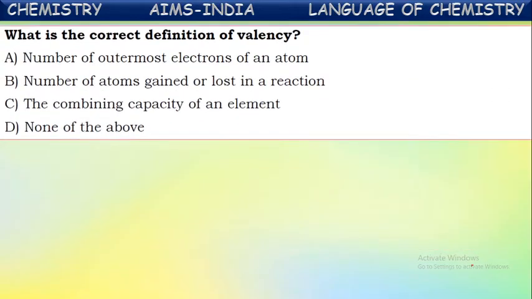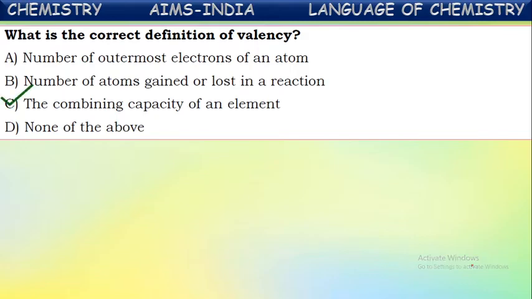Next question. What is the correct definition of valency? What does it mean by valency? Generally, elements which have 8 electrons in their last shell are stable. Those elements which do not have 8 electrons are unstable. So to become stable, they will try in different ways. Some elements become stable by losing 1 or 2 or 3 electrons which are there in their valence shell. Some gain electrons to become stable, and some share electrons. So the number of electrons gained or lost or shared by an element is called its valency. It is also simply called the combining capacity of an element.